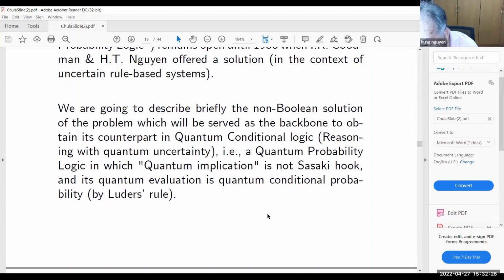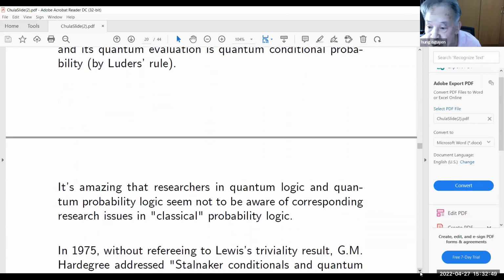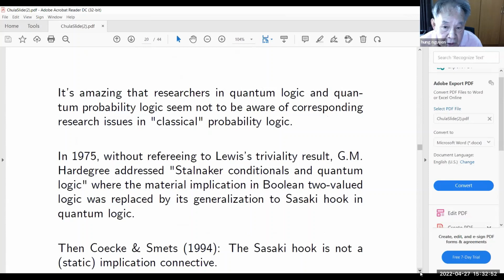quantum logic. Okay, there are three things, don't forget. Quantum logic is two-value. And then quantum probability logic is multi-value. And then quantum conditional probability logic. So we are going to use the concept of the Lerner rule that I mentioned at the beginning. It is amazing that researchers in quantum logic and quantum probability logic seem not to be aware of the corresponding issue in classical probability logic that we solved already many years ago.